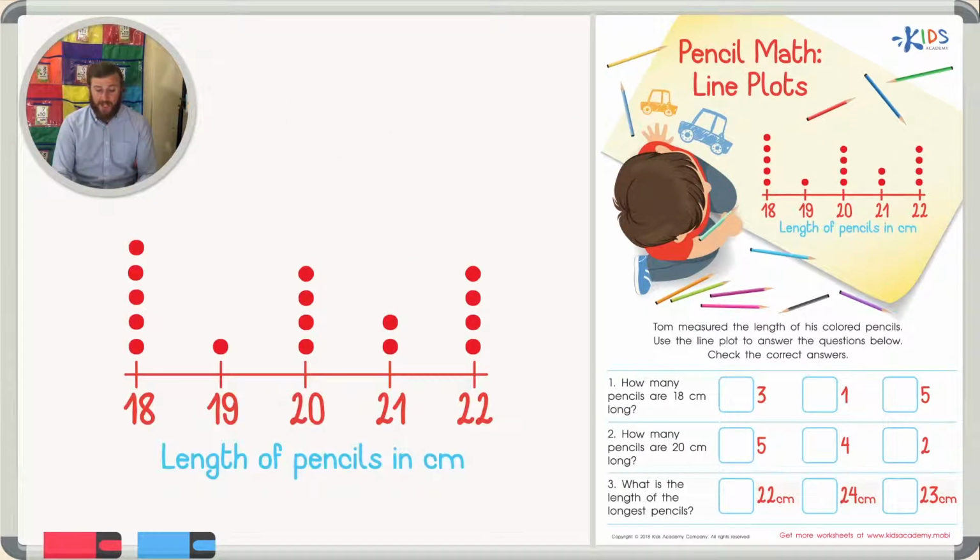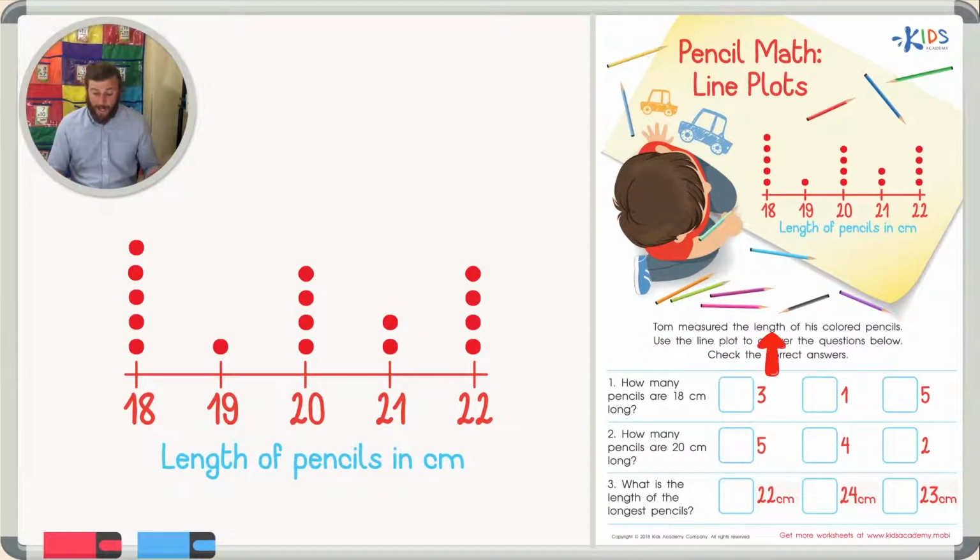So in today's line plot, it's all about the length of pencils in centimeters. I can tell that just by looking at the title. I can see that the different lengths of the pencils are 18 centimeters, 19 centimeters, 20, 21, and 22 centimeters. I notice that each length, 18 through 22, has at least one pencil at that height. So I'm going to use this basic information to help me start understanding the line plot, and then we can look at the questions and easily answer them. Let's read the directions and get started right away.